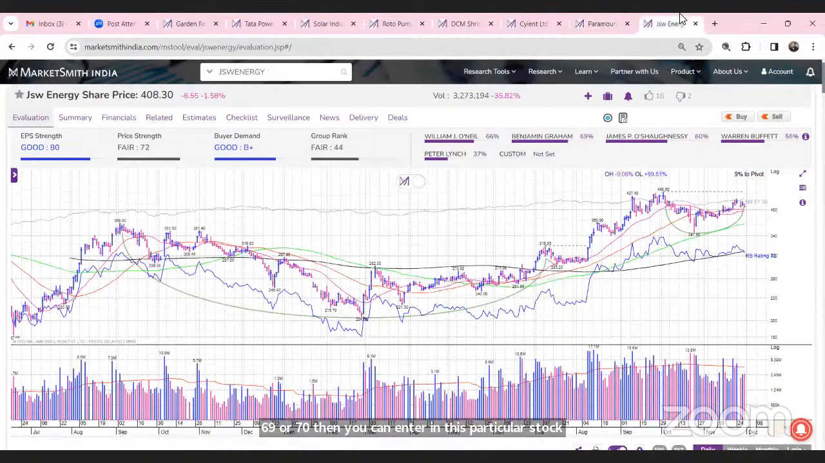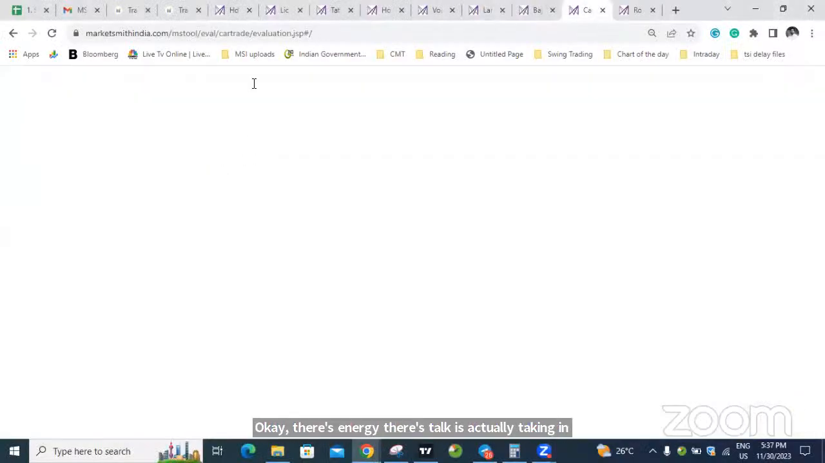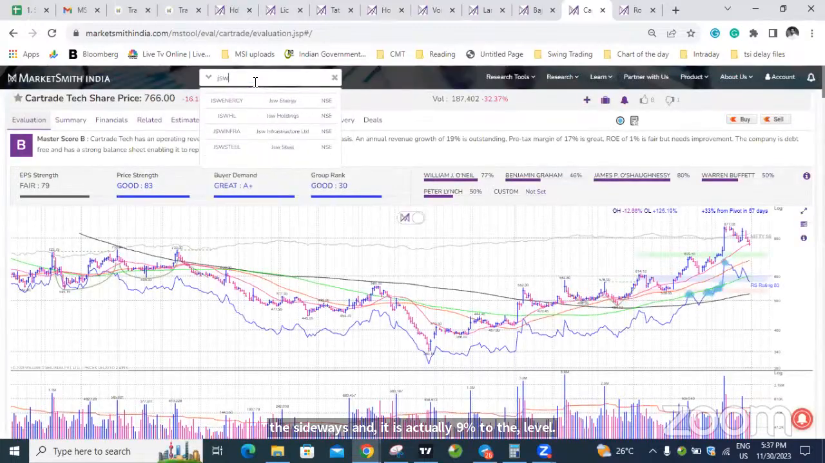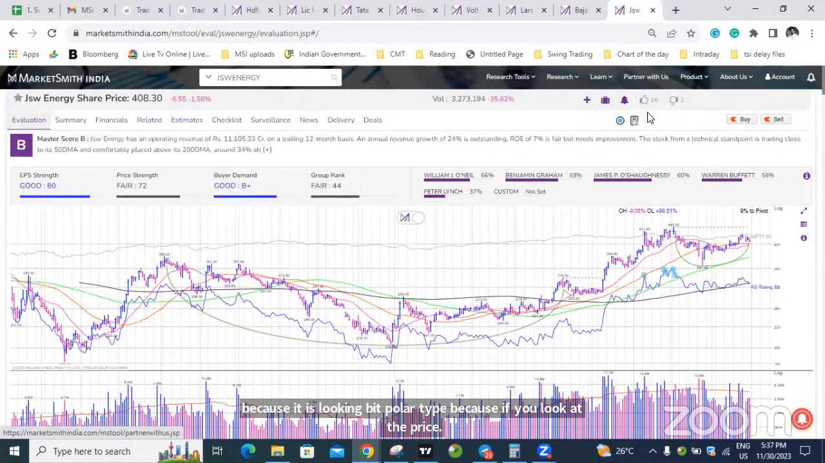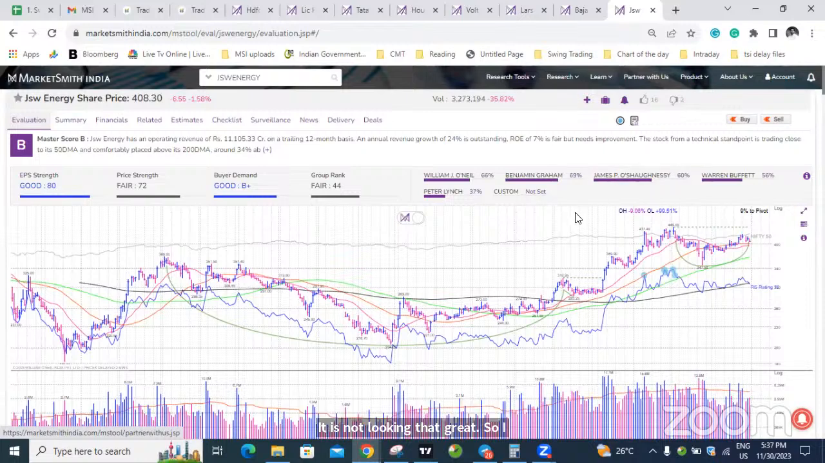One last, JS Energy. Okay. JS Energy, the stock is actually trading sideways, and it is 9% from the pivot level. So I think one needs to wait for this particular stock because it is looking a bit volatile. If you look at the price structure, it is not looking that great. So I would suggest for this particular stock, especially, to wait for the breakout to take place.